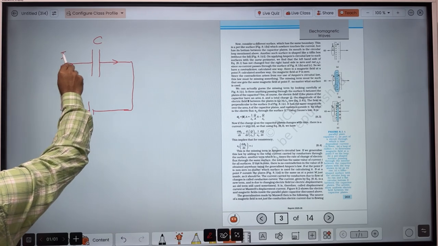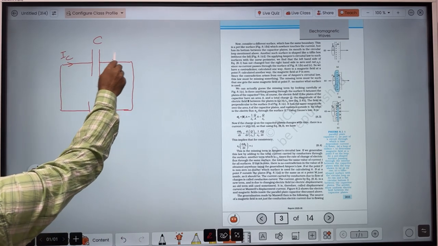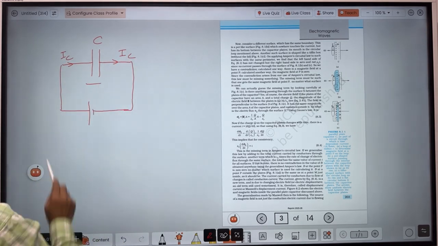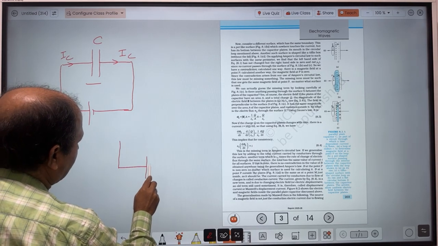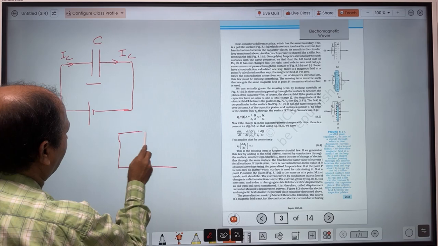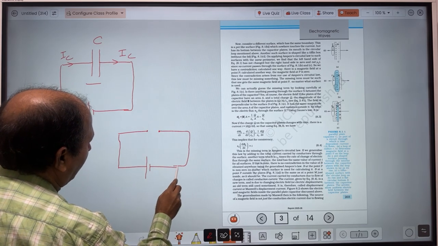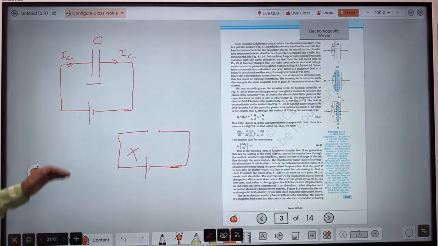Here, if current IC, say conduction current, is flowing like this, so from this plate the same current comes out, but here there is a break. If you remember, if we consider a circuit like this and here there is a break, suppose the wire is cut, then will current flow or not? Current will not flow, but here current is flowing.